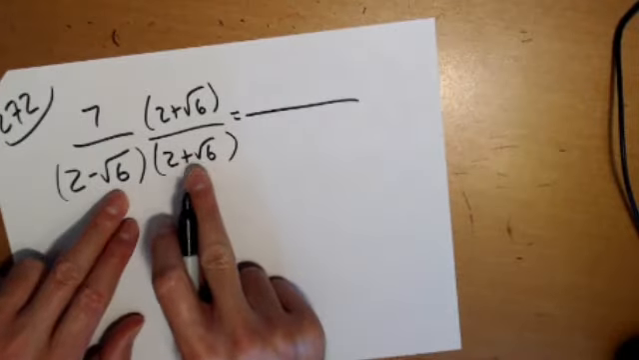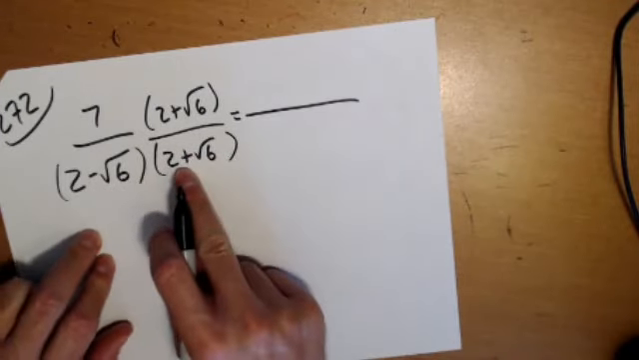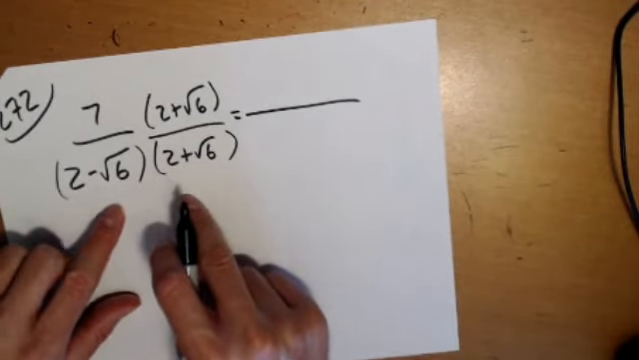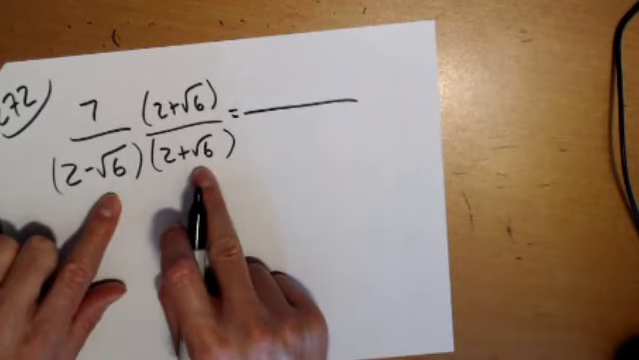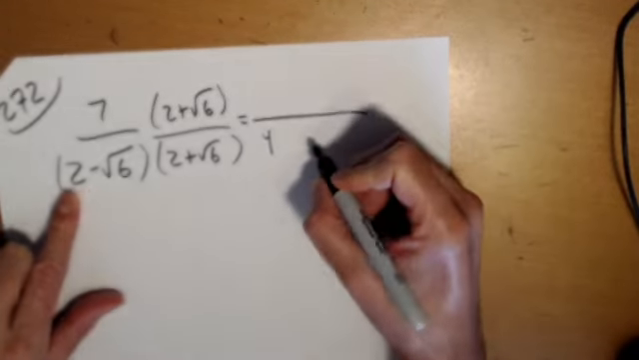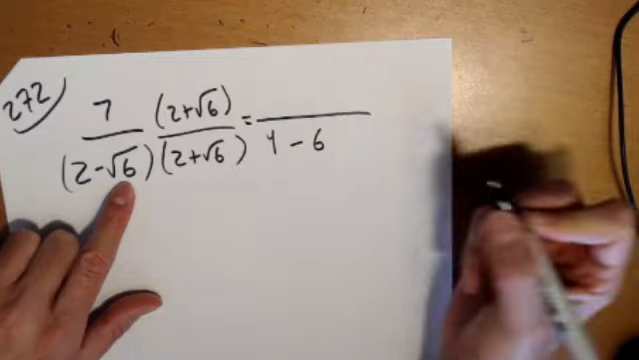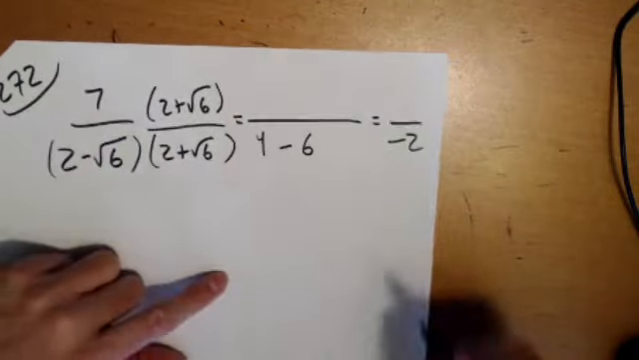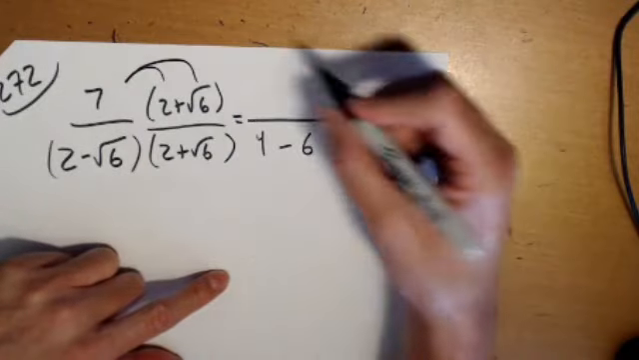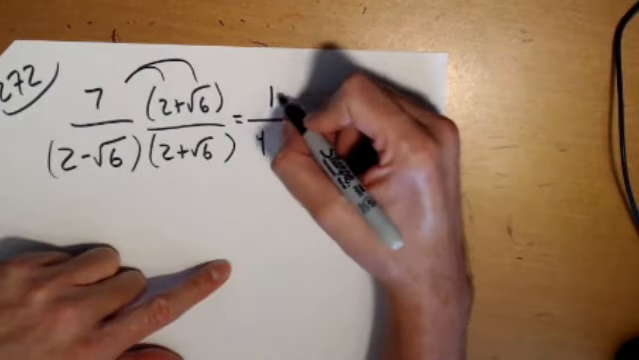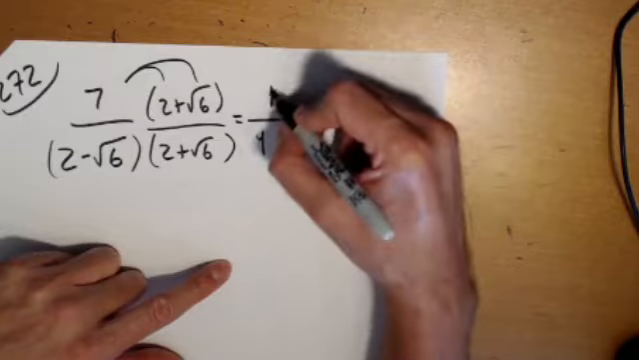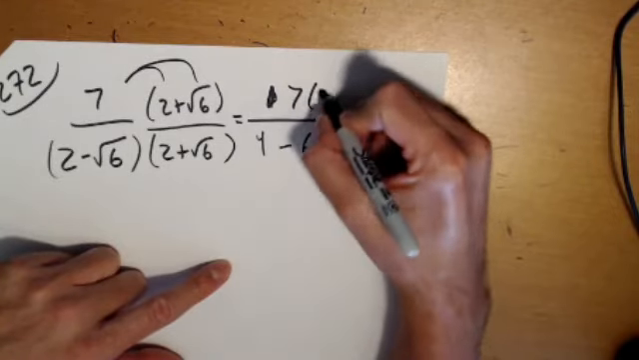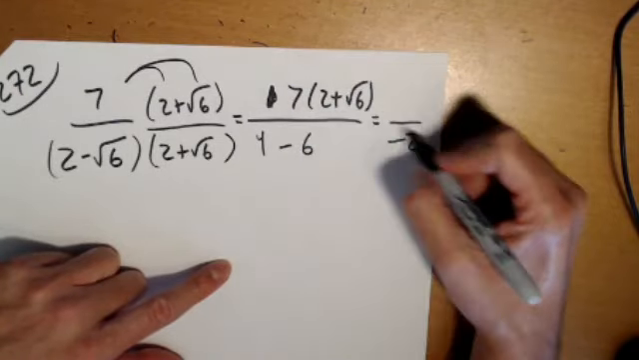Multiplying conjugates is easy. You FOIL them, but outsides and insides always cancel because they're conjugates. So it's easy. 2 times 2 is 4. Root 6 times root 6 is 6. And then up top, we just have a, just distribute it. Or maybe don't distribute it. We just have a 7 times 2 plus rad 6. It's all over negative 2.